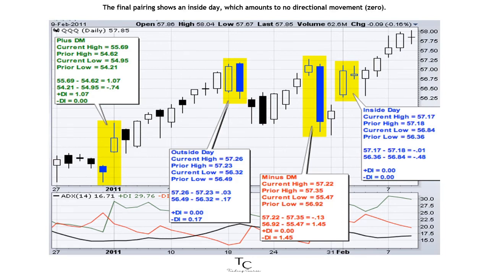The final pairing shows an inside day, which amounts to no directional movement, 0. Both plus directional movement, plus DM, and minus directional movement, minus DM, are negative and revert to 0, so they cancel each other out. All inside days will have 0 directional movement.